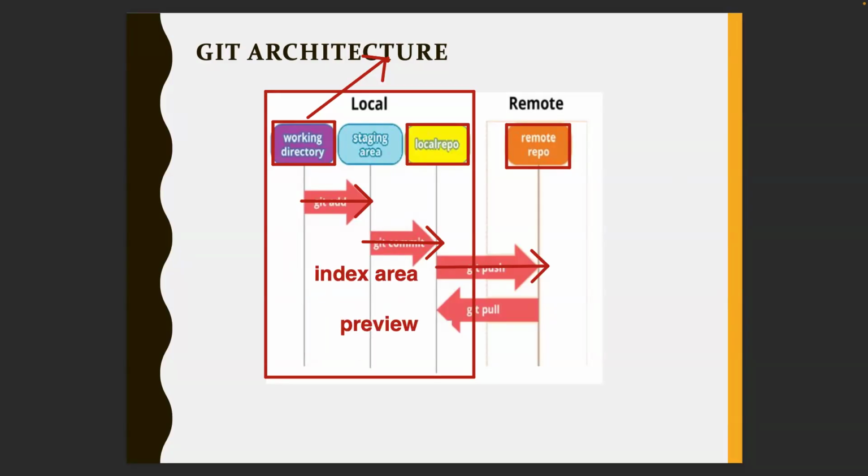For example, we are going to see all of these areas practically in a few minutes. But let me tell you, suppose there are 10 files in the working directory. You want only 5 files to go to local. You will add only those files into the staging area. Understood? So that's how it works.